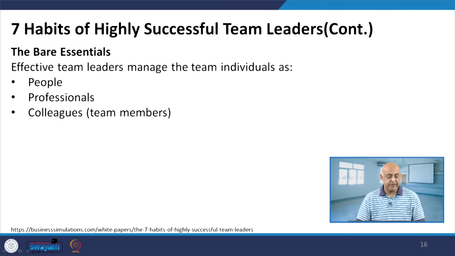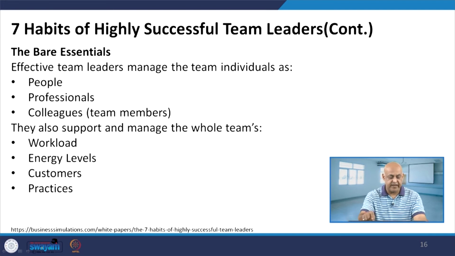The bare essentials: effective team leaders manage the team individuals as people, professionals and colleagues, and these are the backbone of any successful team. Whenever we take examples of projects, we find the people are those who have already worked in the team and done successful jobs, they possess professional skills, and these colleagues or team members support that particular team. They also support and manage the whole team's workload, energy levels, customers and practices.